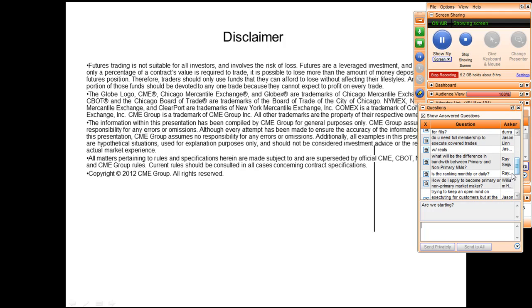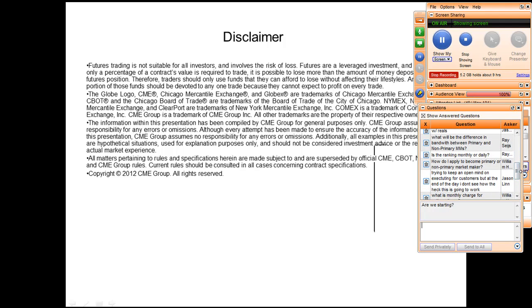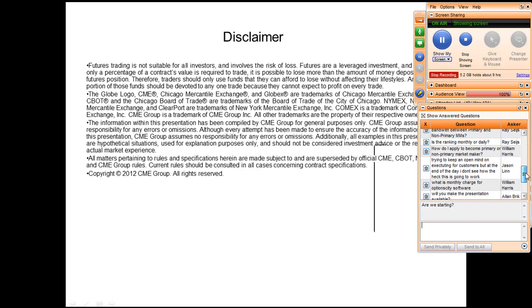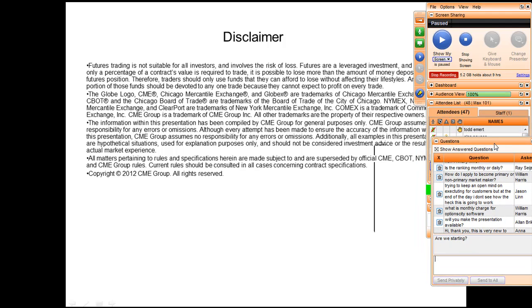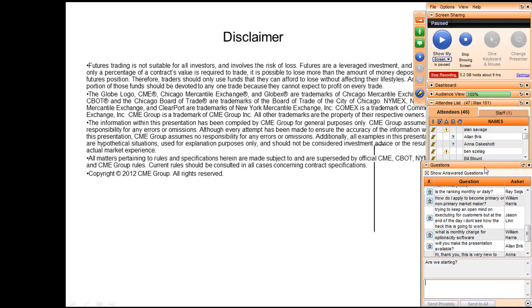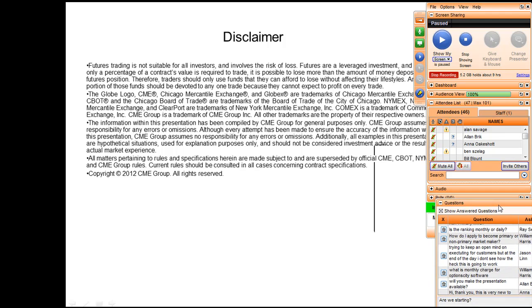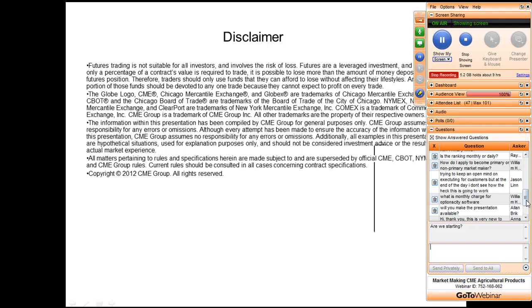Do you need full membership to execute covered trades? The membership is only referring to what fees that you pay. You don't. It's not something that is relevant to covered trades or non-covered trades. Basically, you can pay a non-member rate and do different kinds of spread options and covered trades.